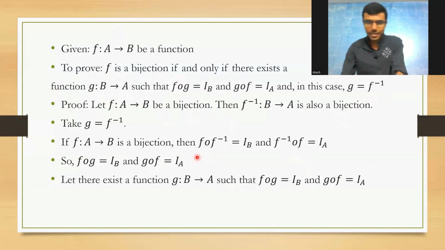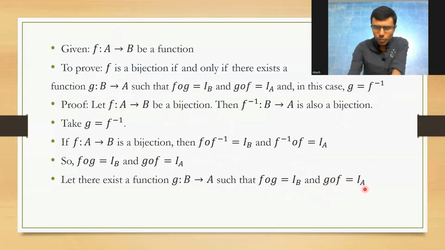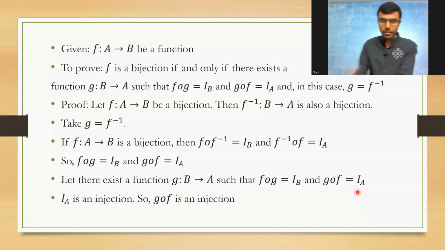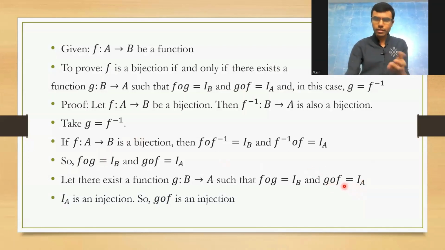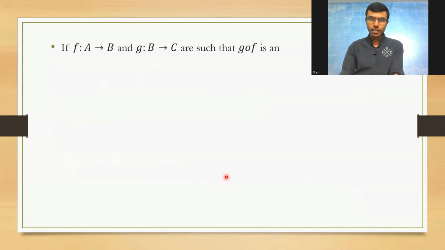Let's get started. Now, if you observe, g circle f is equal to what? IA. What is IA? IA is a bijection, right? The identity function is a bijection. Since it is a bijection, it is an injection also, a one-one function also, right? Since IA is an injection and g circle f is equal to IA, g circle f is also an injection. Fine. Now I have two functions f and g such that g circle f is an injection.